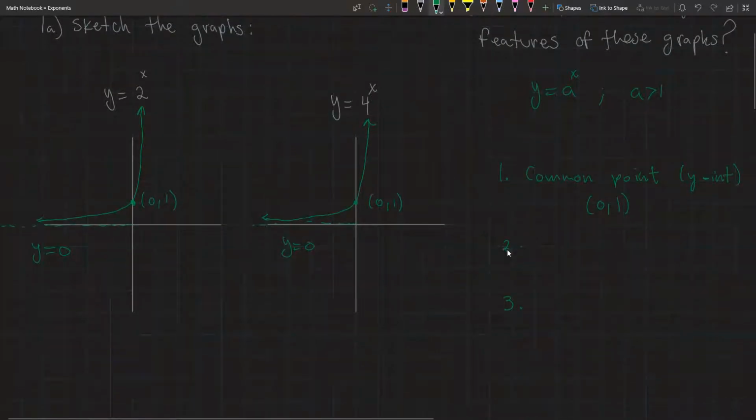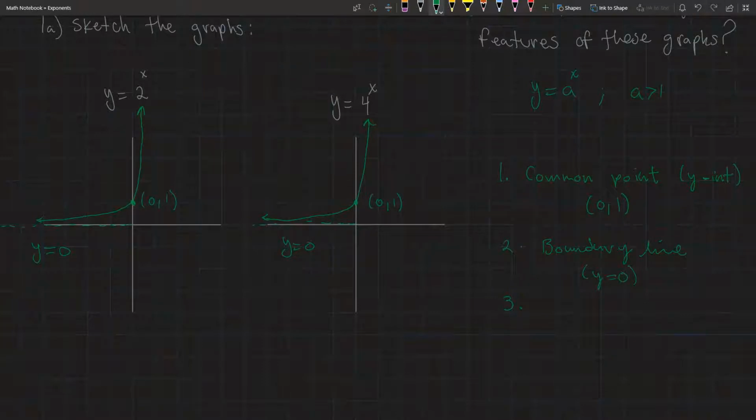All right, number 2, the other thing that jumped out at me is that in common, they have a boundary line. Boundary line, and what is that common boundary line? It is y equals 0.